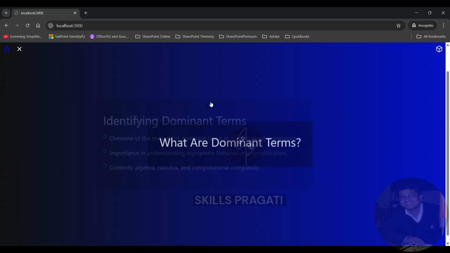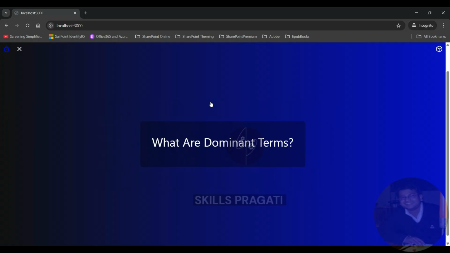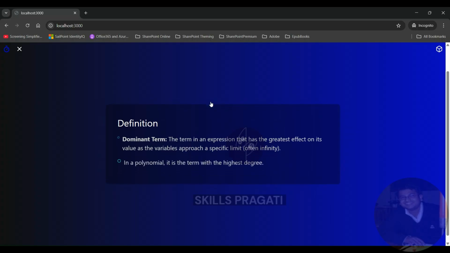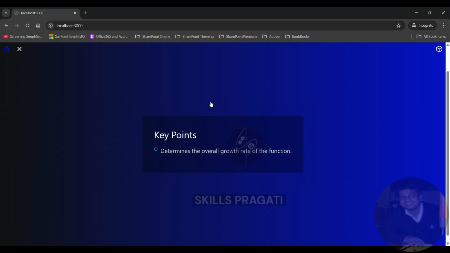Let's begin by defining dominant terms. A dominant term is the part of an expression that has the greatest effect on its value as the variables approach a specific limit, often infinity. For example, in a polynomial, the dominant term is the one with the highest degree. This term is key because it determines the overall growth rate of the function and plays a critical role in evaluating limits and in Big O Notation.